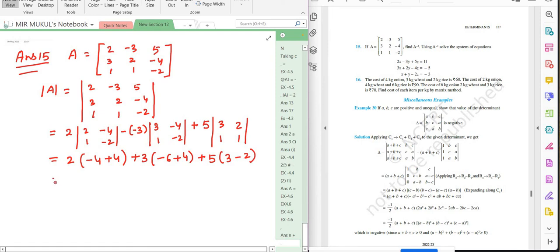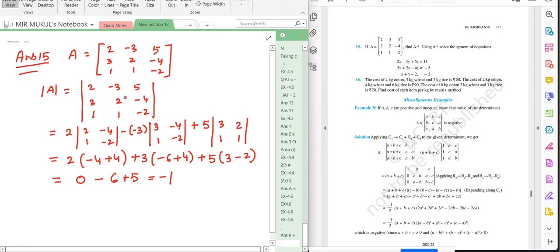Yes, sir. So this part is 0. Achha, here we are getting minus how much? Minus 6, na? And here we get plus 5. So what are we getting? We are getting minus 1. Just once again check.